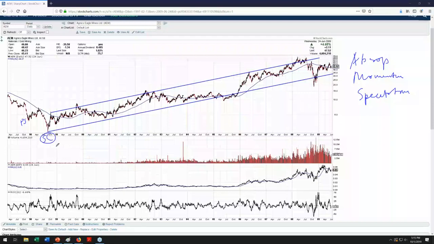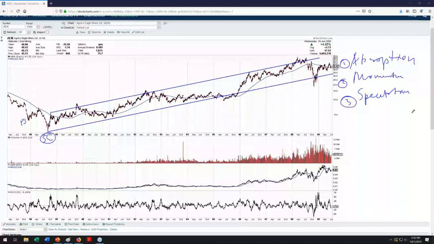So there would be some absorption happening there. And then we have kind of the first evidence of an uptrend move at the beginning of '01. So that would be the beginning of our momentum stage, '01 to middle of '02.